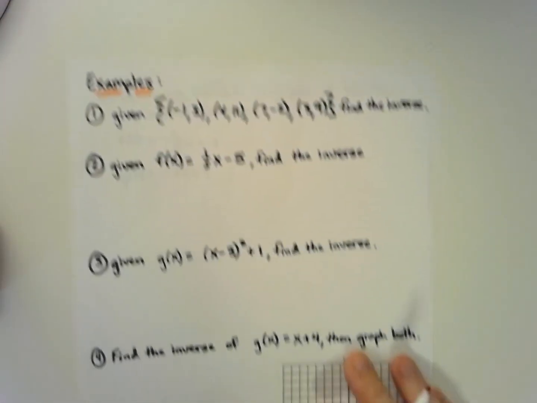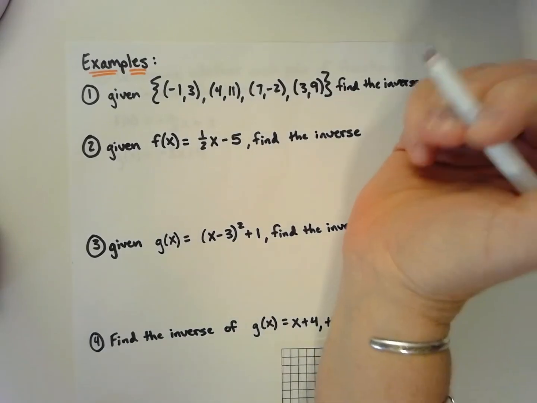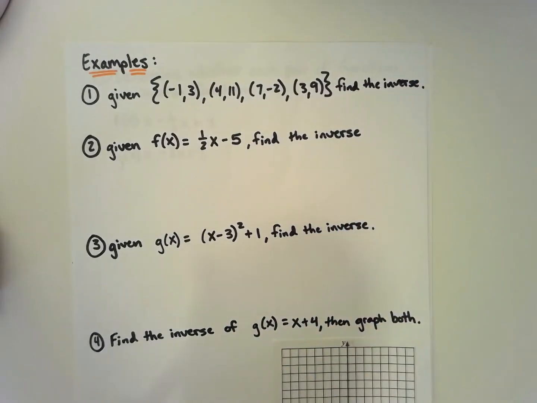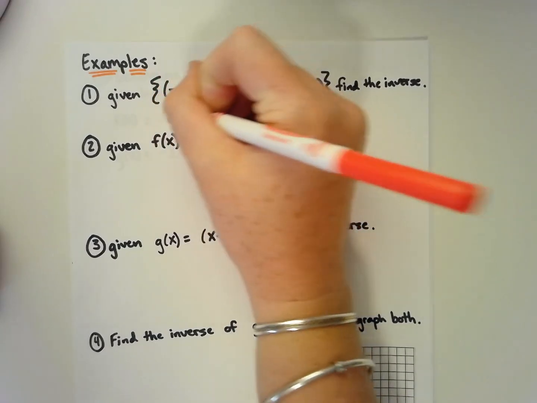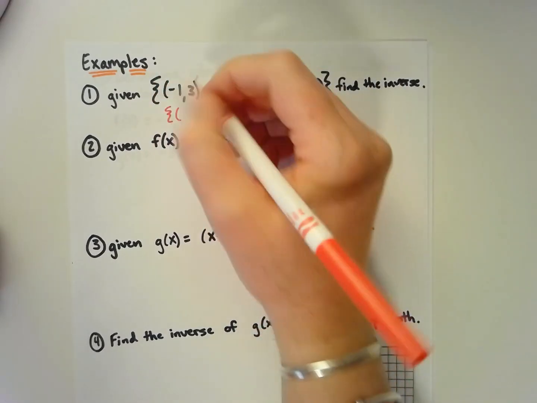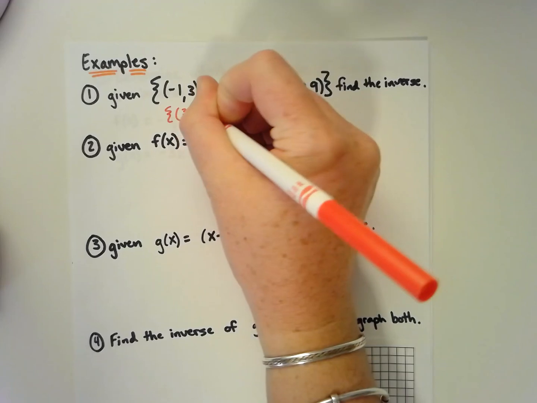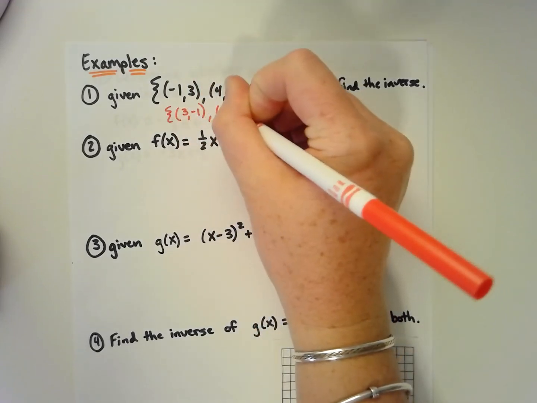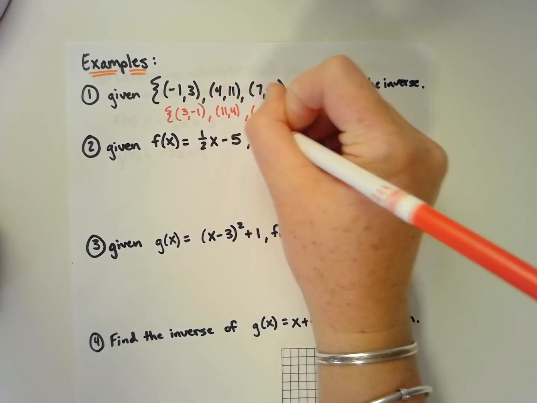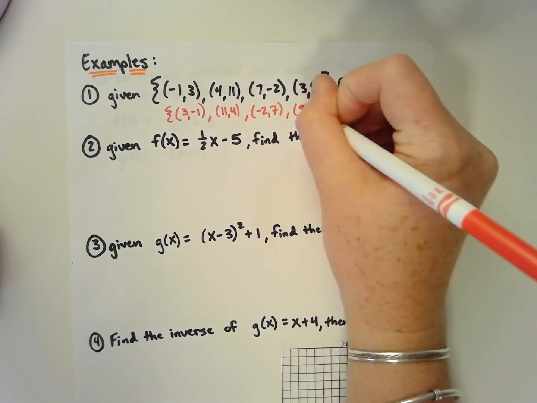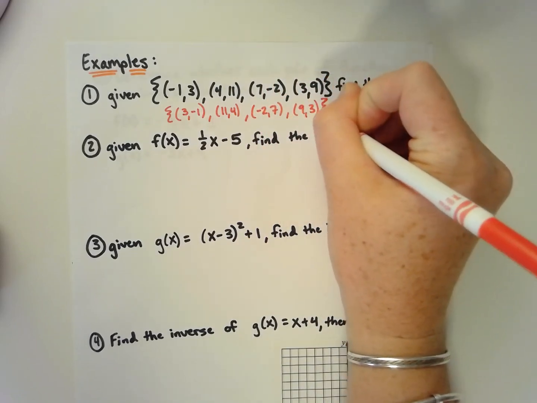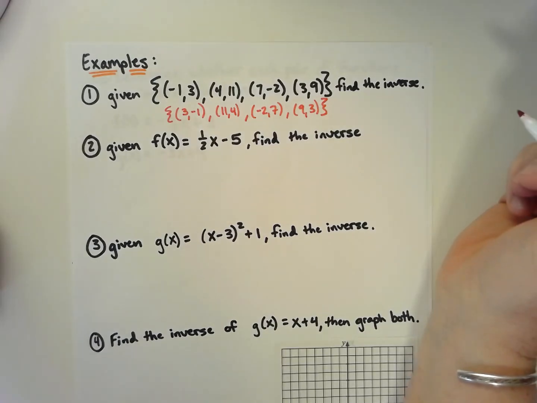So for our first example, it's just that really simple kind. If you're given a set of ordered pairs and you want to find the inverse, then you would very simply switch x and y. So I have 3, negative 1 if I switch them. I have 11, 4. I have negative 2, 7, and 9, 3. And that's all I would need to do if that's all I was given.